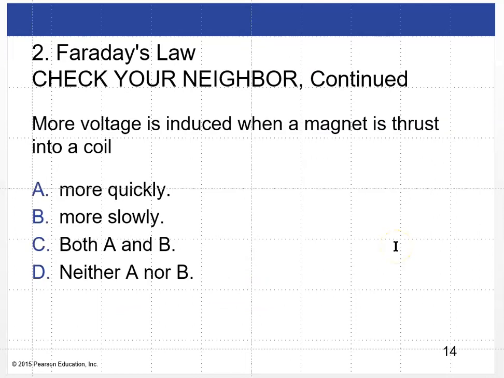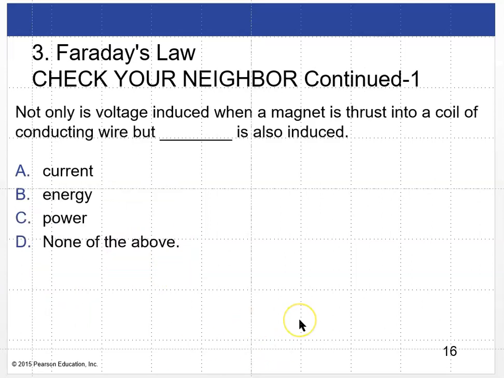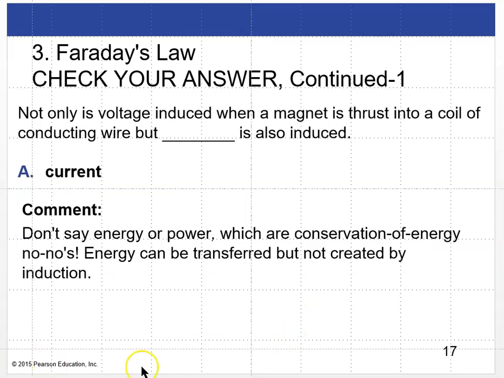More voltage is induced when a magnet is thrust into a coil more quickly. It's sort of hard to get both A and B. How would you get both A and B? That's kind of a funny question. Not only is voltage induced when a magnet is thrust into a coil of conducting wire, but if it's a conducting wire, you also get current. And of course, you never get more energy output. There's no such thing as a free lunch.